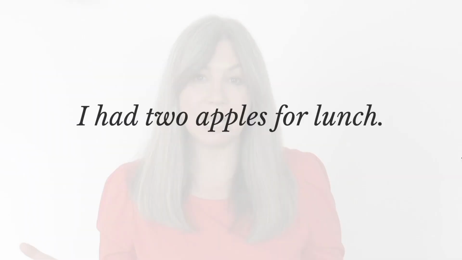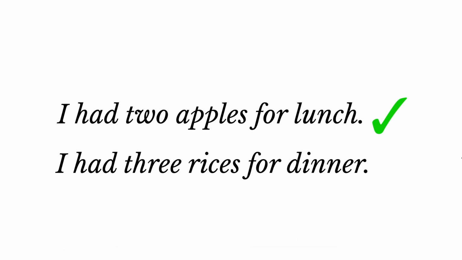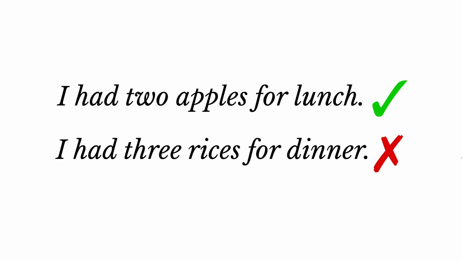Well, an uncountable noun is a noun, a thing word, that doesn't have a plural. For instance, the word apple is countable, so we can say I had 2 apples for lunch. But the word rice isn't countable, so we can't say I had 3 rices for dinner. An uncountable noun then is always a singular noun. We can't simply put an S after rice and make it plural.